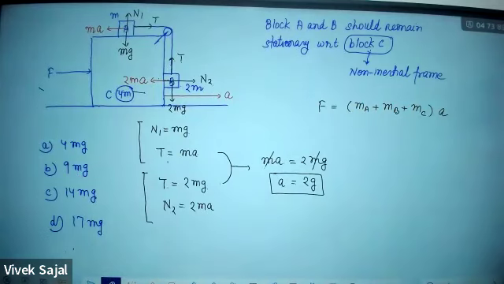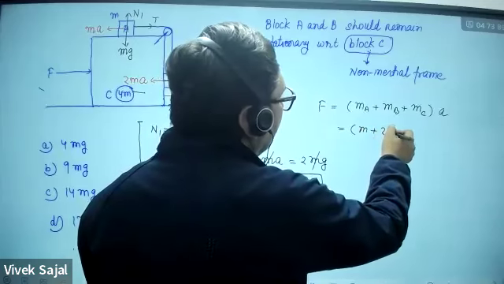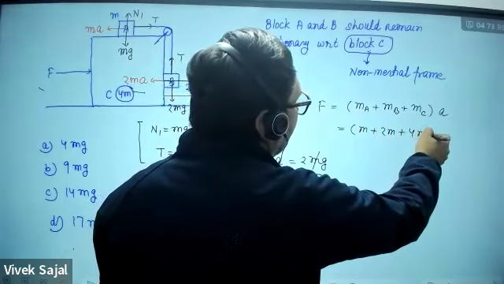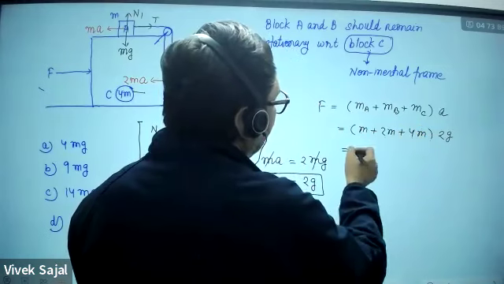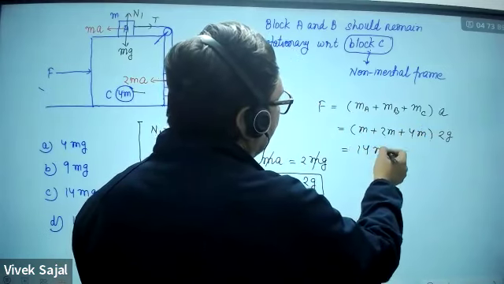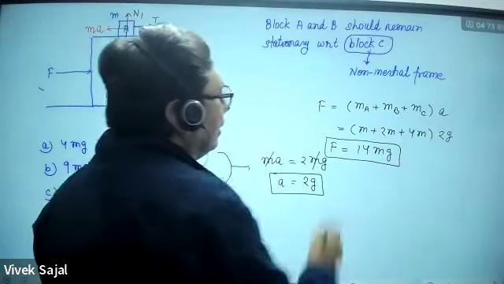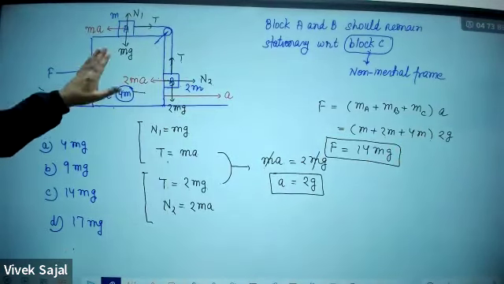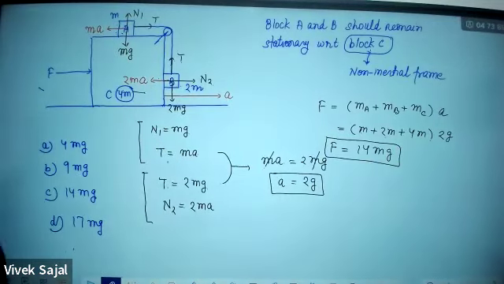Now substitute M, 2M and 4M. So it will be M plus 2M plus 4M, and the acceleration is 2g. So this will be 7 times 2, that is 14g, so 14 mg. This will be the force that should be applied. If we apply this force 14 mg, then this block A and this block B will be at rest. They will be stationary with respect to this C. Beta, okay? So if you apply this much force.